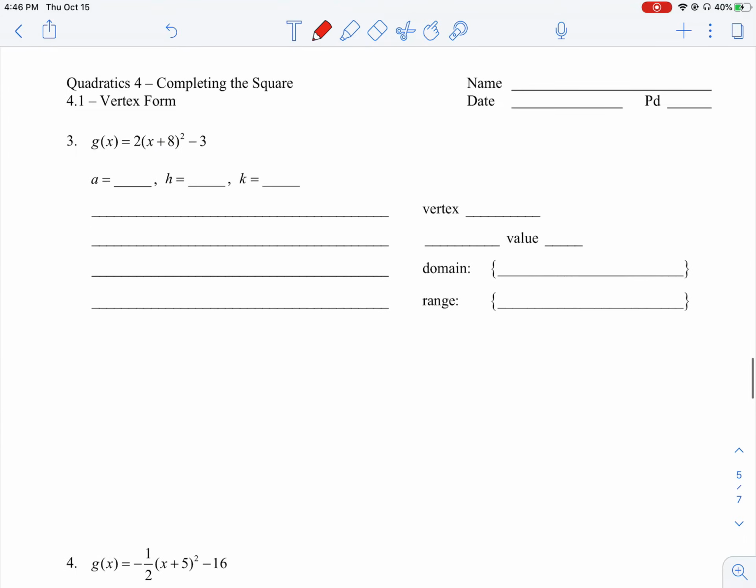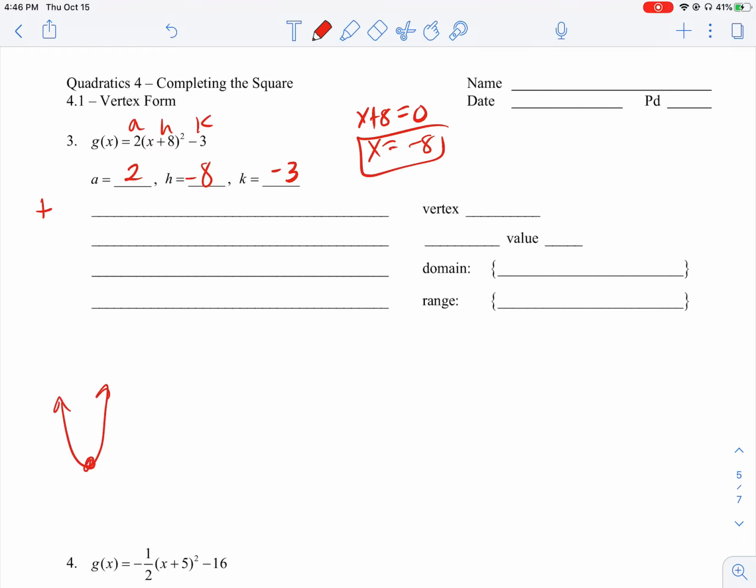Okay, let's have more examples. We have g of x, we have a, h, and k. So negative 3, positive 2. Remember now, for h, we have x plus 8 equals 0, so x equals negative 8. Because our A is positive, the graph is facing up. What do we say again when A is positive? We say no reflection across the x-axis. If that was a negative A, I would have said reflected across the x-axis.